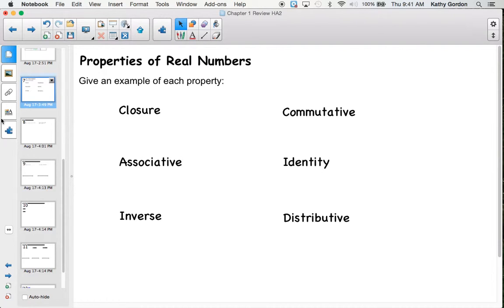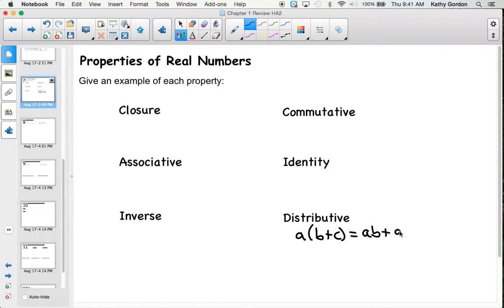Okay, so can someone give me an example of any one of these 6? Pick the one you like, give me an example of it. Yes. Distributive, so A parentheses B plus C equals AB plus AC. Agree with that? Is that what distributive looks like? Is that the only way distributive can look like? What else could we do? We can like reverse it.